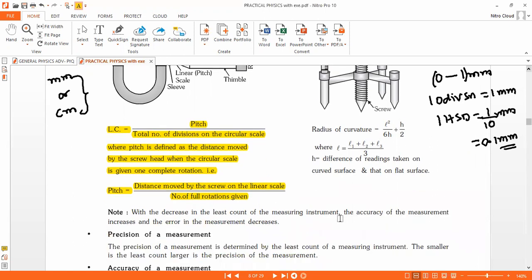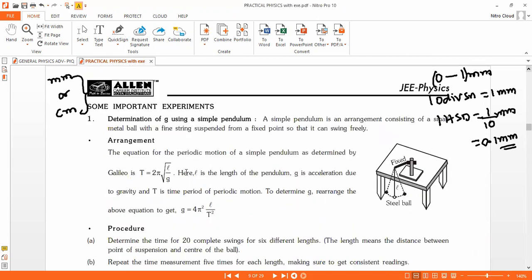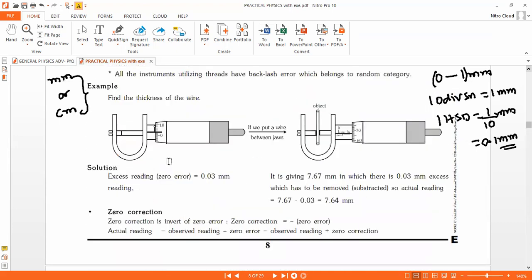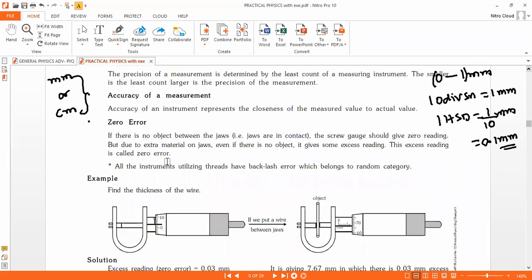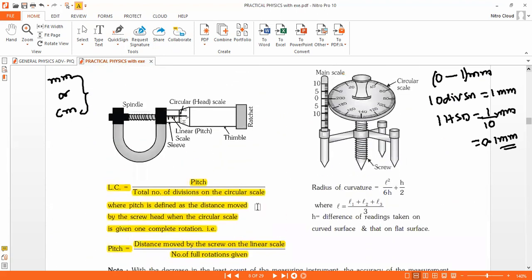Sir, please say it once again: 10 divisions is equal to 1 mm. See, on the circular scale, we have from 0 to 100. Yes, sir, 0 to 100. Okay, 0 to 1 we will have 10 divisions. See on this one, this one.